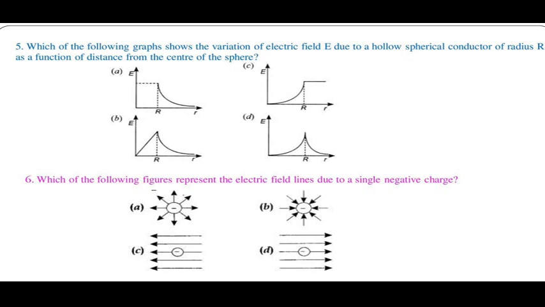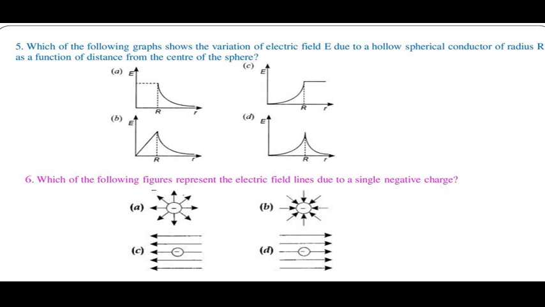In image B, electric field within the hollow spherical conductor varies linearly with the distance from the center, and outside the hollow spherical conductor it falls with the distance. Option C. Electric field within the hollow spherical conductor increases with the distance from the center, and outside the hollow spherical conductor it is constant. In image D, electric field within the hollow spherical conductor increases with r, and outside the hollow spherical conductor it decreases with the distance from the center of the sphere.